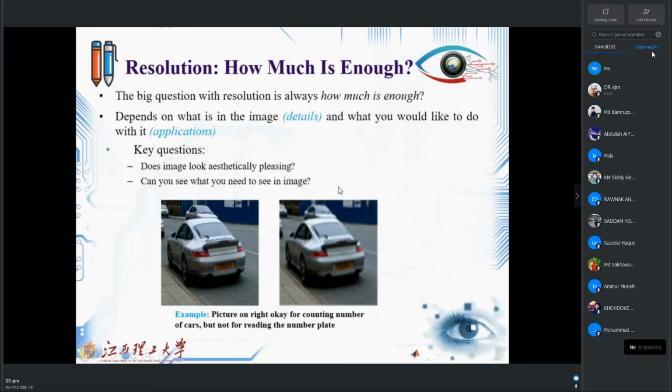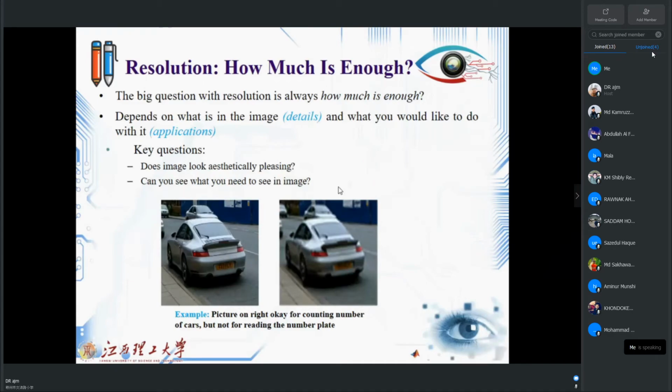But one question will arise in our mind: how much resolution is enough? This is the big question with resolution. All people ask, what is your image resolution, when you do some research? Really, this depends on image details and what you would like to do with it, meaning the application. Does the image look pleasing, and can you see what you need to find in this image? This is something that you should have in your mind.